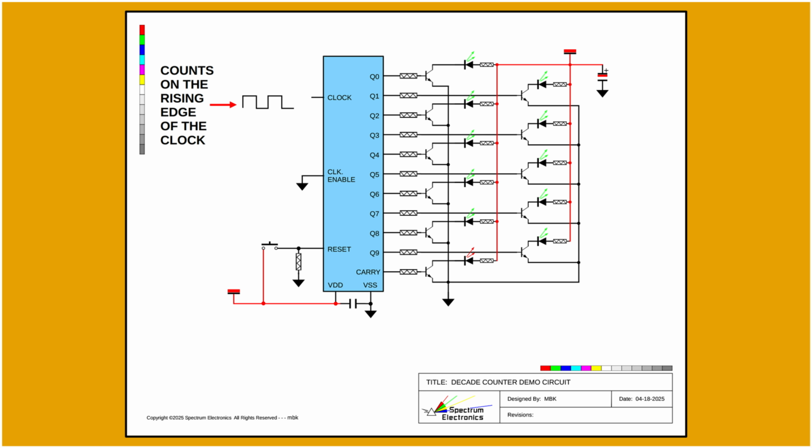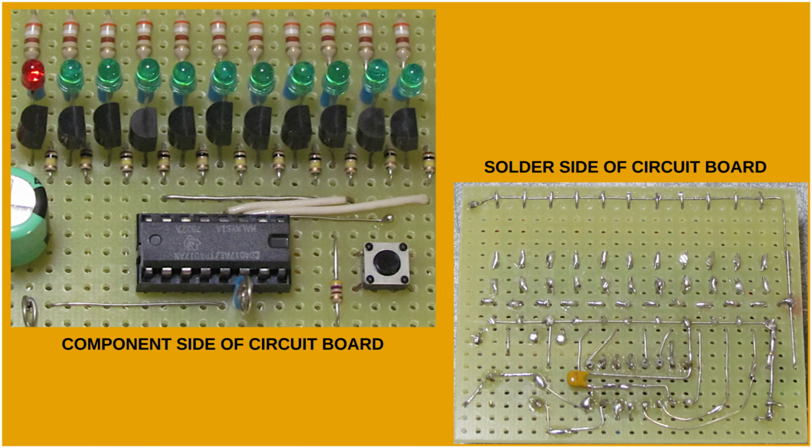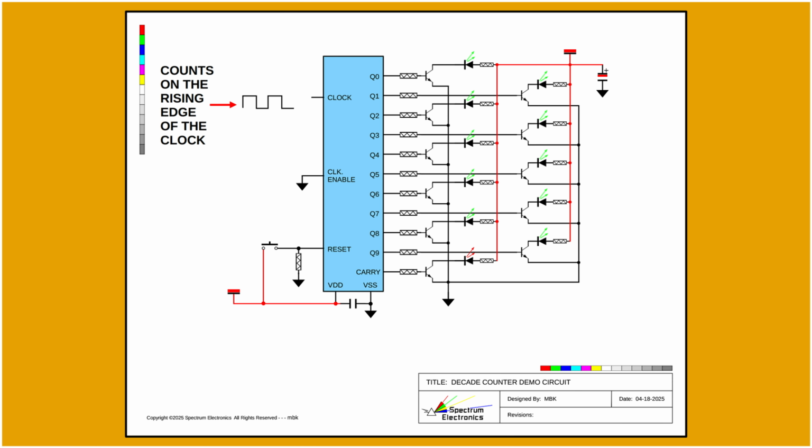The IC includes decoding, which outputs the count as 0 to 9, and a carry output. The circuit is powered from a 5-volt supply, and the clock signal is generated by a pulse generator in the design lab. The system clock is a repetitive pulse that changes from a logic low level to a logic high level and back to low at a predetermined rate.